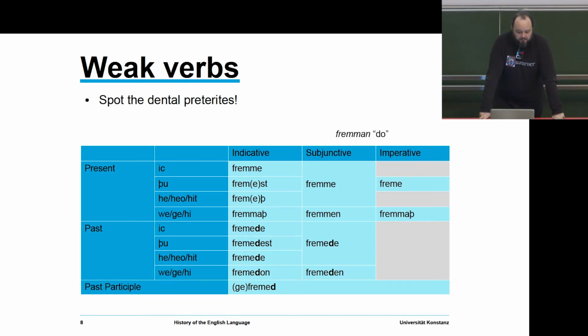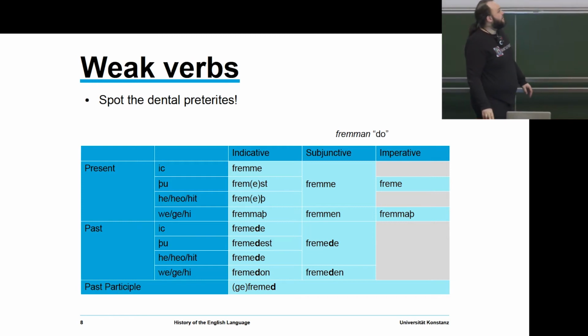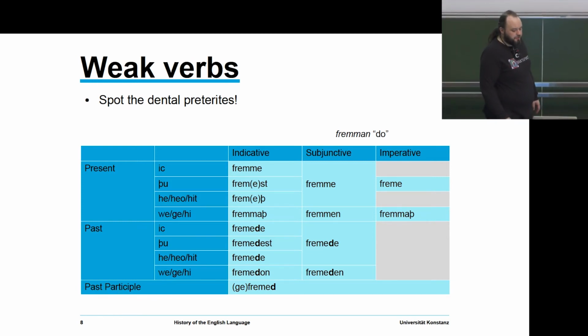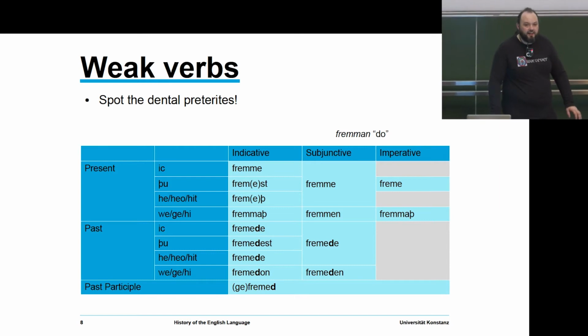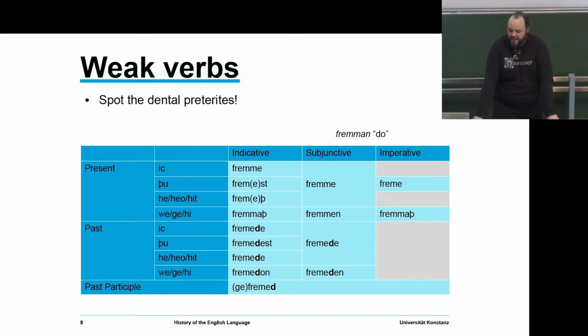And again, there are more distinct endings in the indicative. So we have, once again, an e ending in the first person singular, an est ending in the second person singular, an eth ending in the third person singular, and an ath ending in the plural.